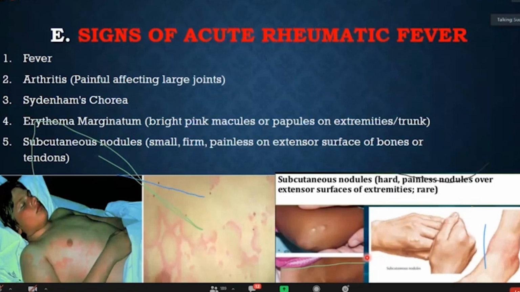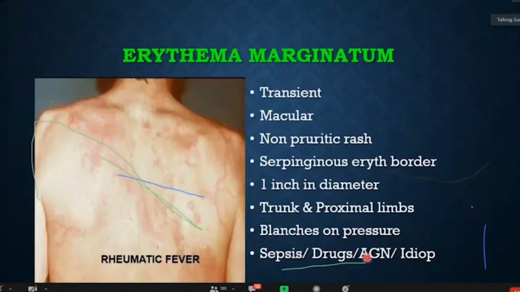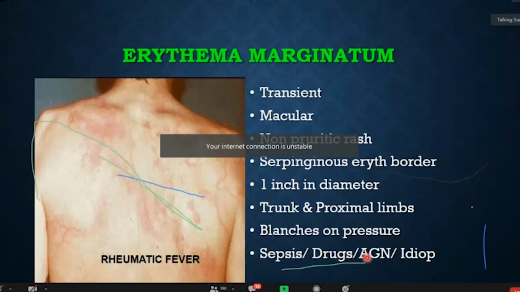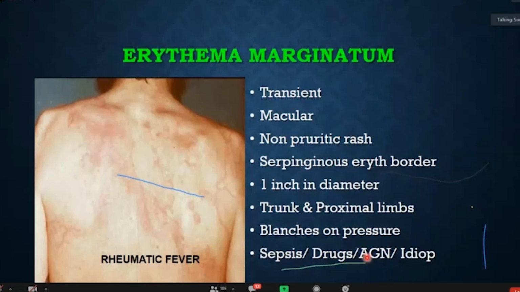Now erythema marginatum. I'll show this with the help of a figure. You can see erythema marginatum is usually a transient feature. Macular, and the most important thing is it is a non-pruritic rash. It is serpiginous with a border. Most important, up to 5 centimeters, usually in the proximal limbs and trunk, and it blanches on pressure. There are many differentials, like you can get it in sepsis, drug-induced, acute glomerulonephritis, and idiopathic. So these are some of the important differentials of erythema marginatum.